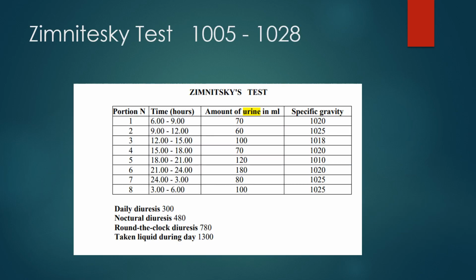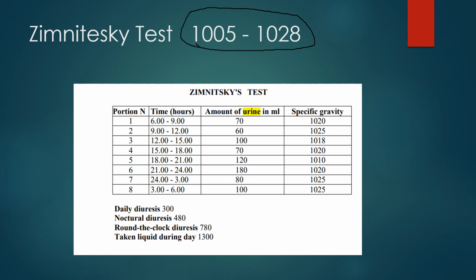Then our last task is the Zimnitsky test. I already gave you the value of the specific gravity in case of urine analysis. And in case of the Zimnitsky test, it is different. Here it is 1015 to 1028. So this value tells us about the Zimnitsky test.